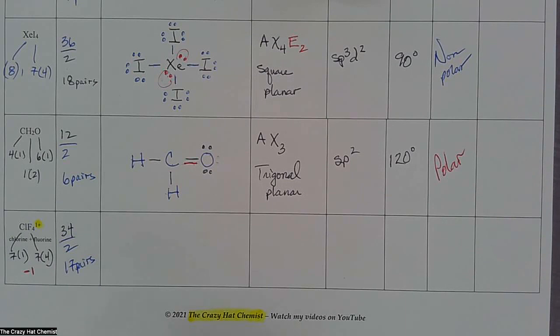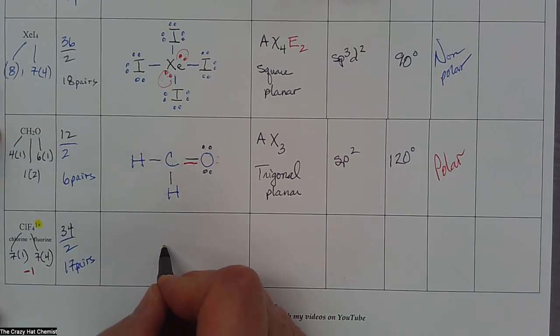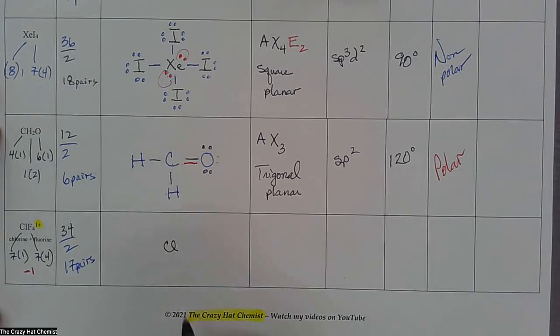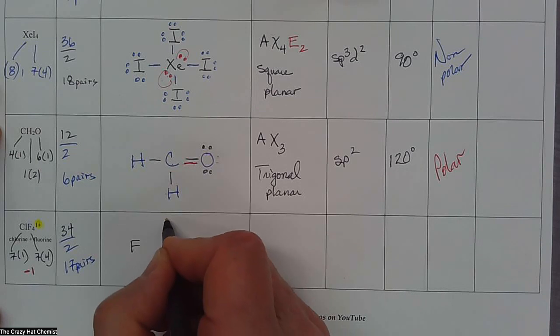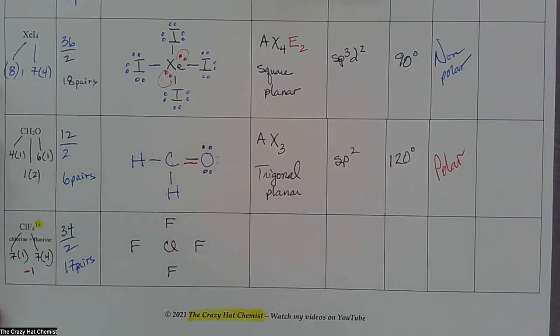The least electronegative goes in the middle, but never hydrogen. So I have a choice of either the chlorine or the fluorine. And the fluorine is the most electronegative, most certainly. So that chlorine is going to go right in the middle. And then I'm going to have the fluorines surrounding that. There's one, two, three, and four fluorines, just like that.